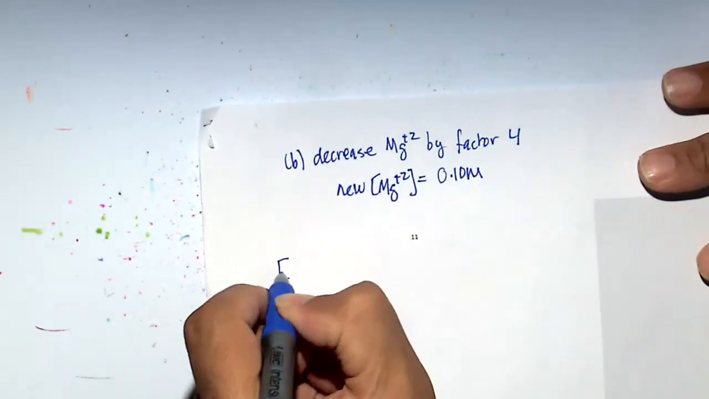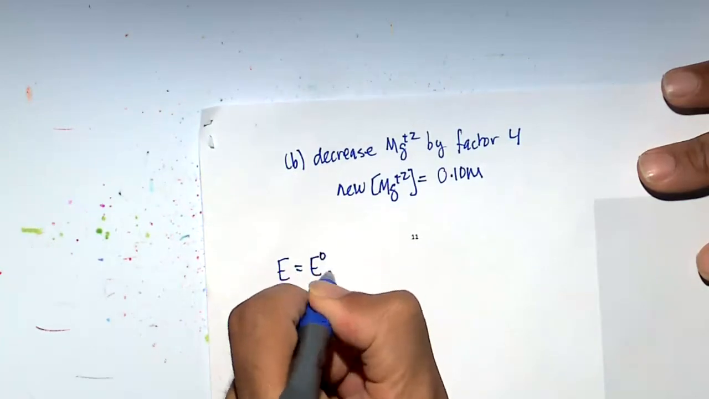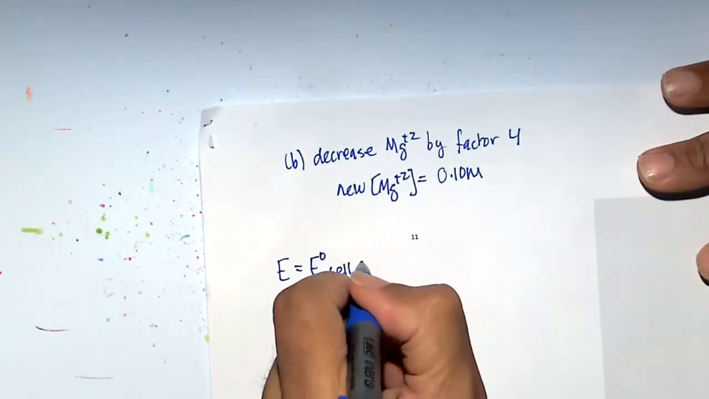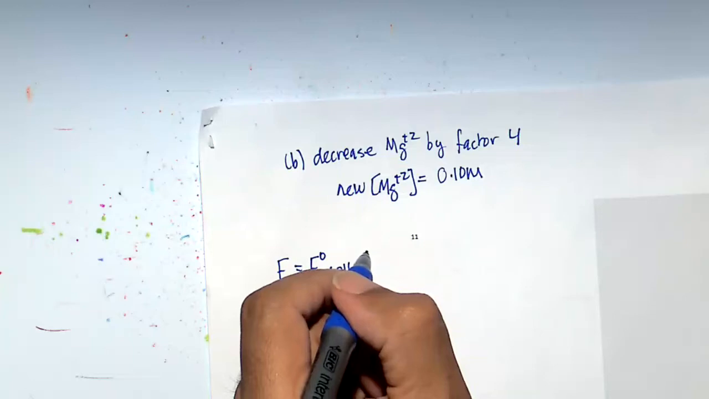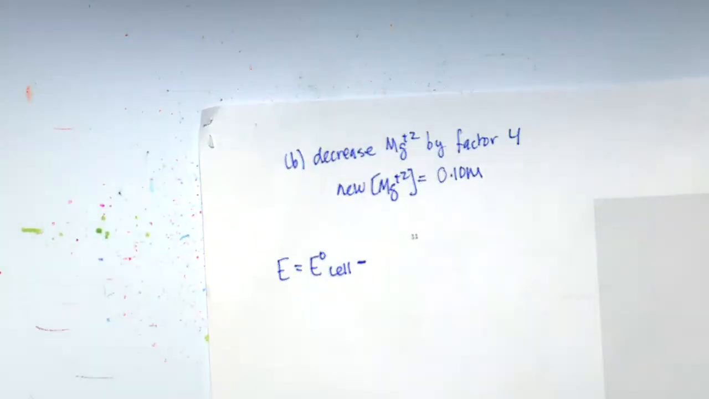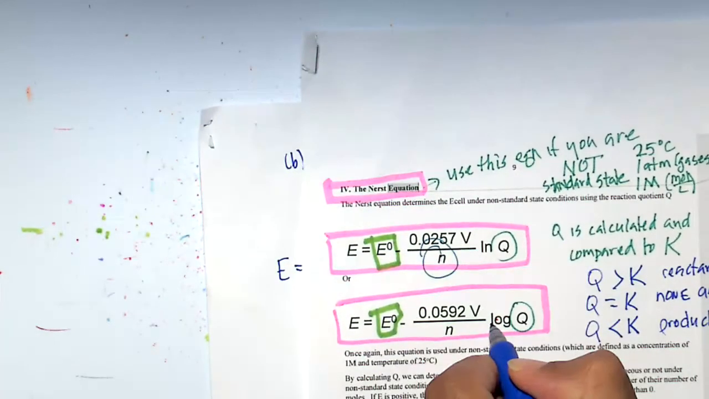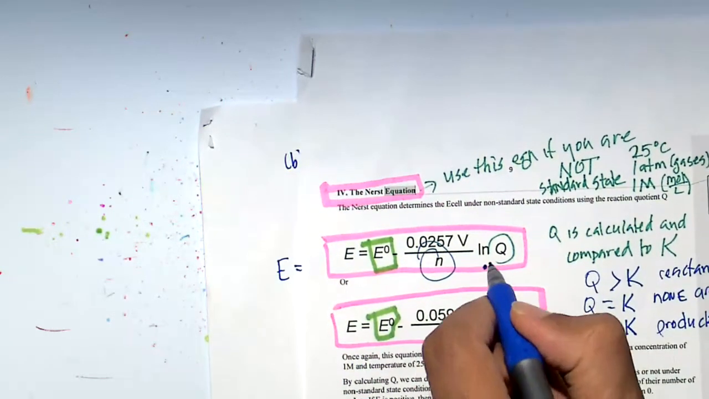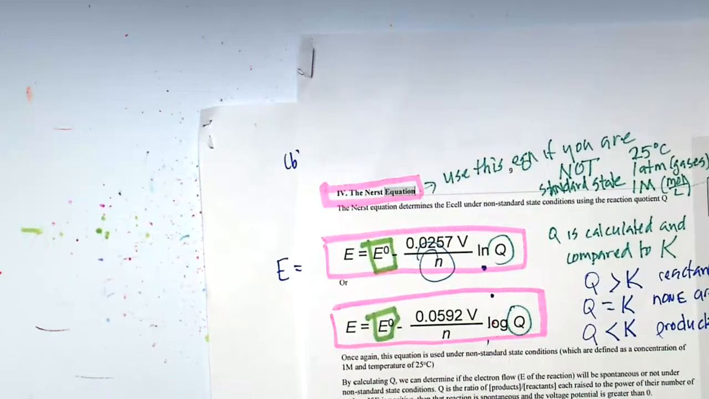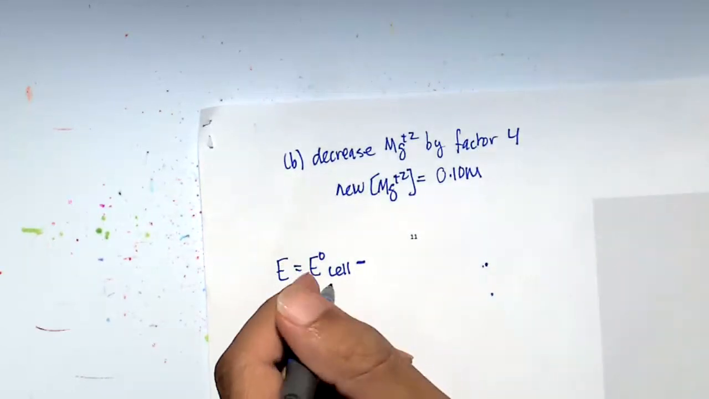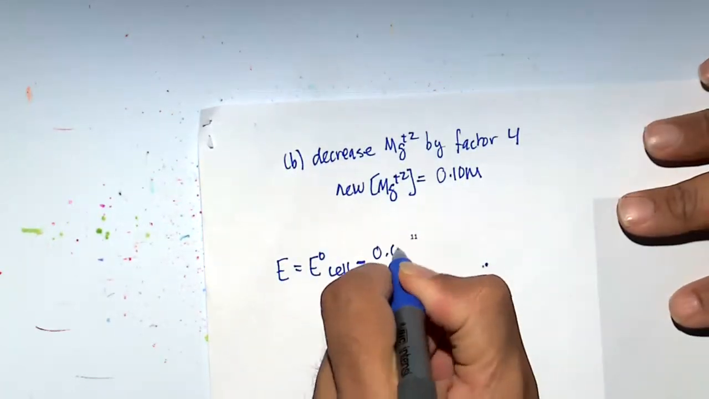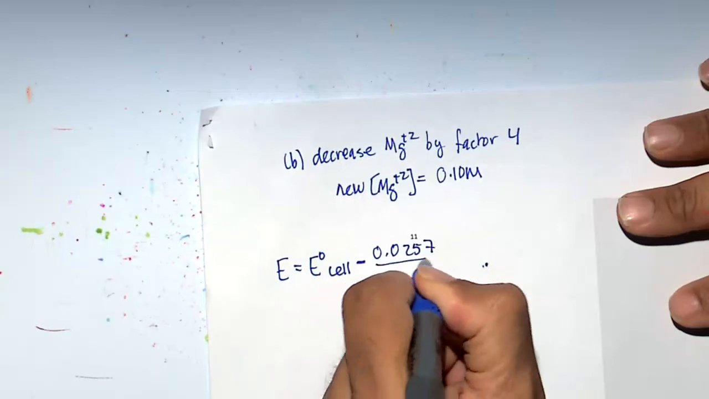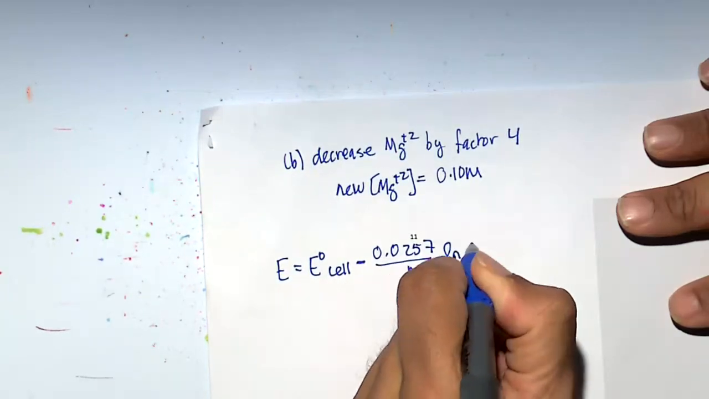Let's write down our equation one more time. E equals E cell minus, I will use the natural log version this time. In part A, I used the log version. Here, I'll use the natural log version. You'll get the same answer. Whether you use this or this, you will get the same answer. So E is equal to E cell minus 0.0257 divided by n, natural log Q.